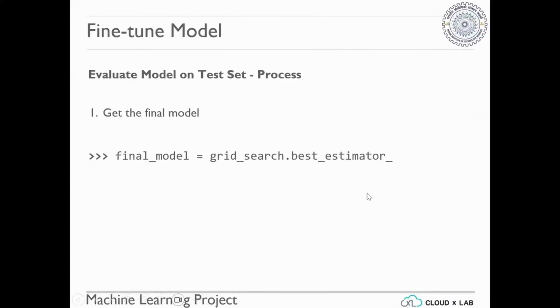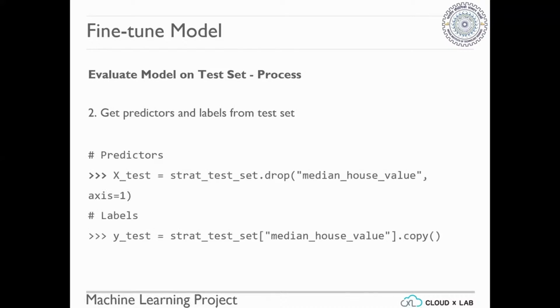Yes. So first we are selecting the best model, right? Because we have done a grid search, and after doing this grid search, we know the best model, and the best model here is the model that is giving us the lowest validation error, right? Okay. Now we will use the stratified test set.